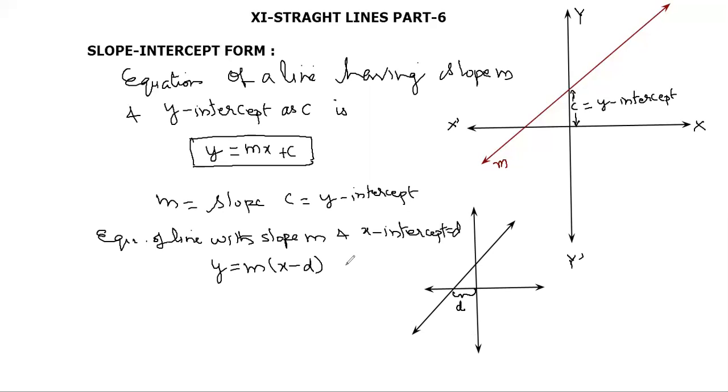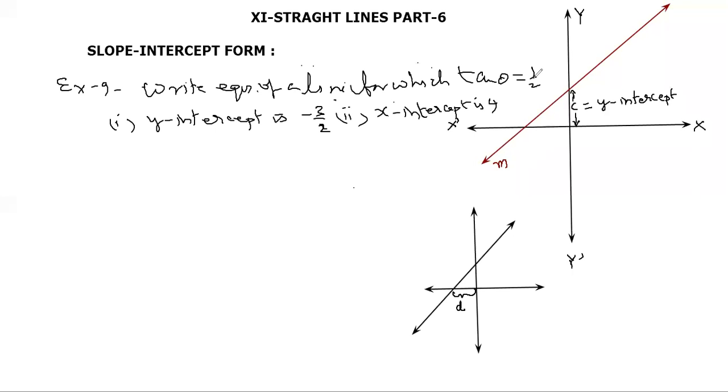So you have to see the question whether x-intercept is given or y-intercept is given. So the question we will do in which both the intercepts are given. So we have to find the equation of a line with both intercepts. We will do the question on slope intercept form.